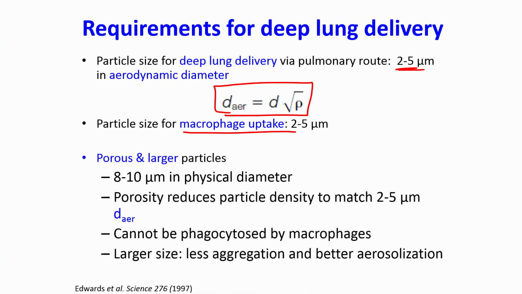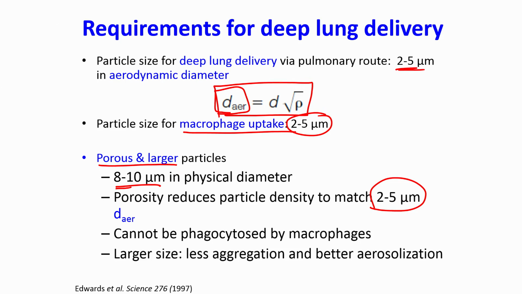So one thing that they came up with is they decided to make these particles porous and larger. So they actually changed the physical size of these particles to 8 to 10 micron, and they decrease the porosity of this to then keep that 2 to 5 micron range for the d aerodynamic diameter. So at that size range of 8 to 10 micron, they are not too big, they are no longer in this range of 2 to 5 micron which the macrophages can take, but they are still in the right aerodynamic range to be able to deposit in the deep lung.